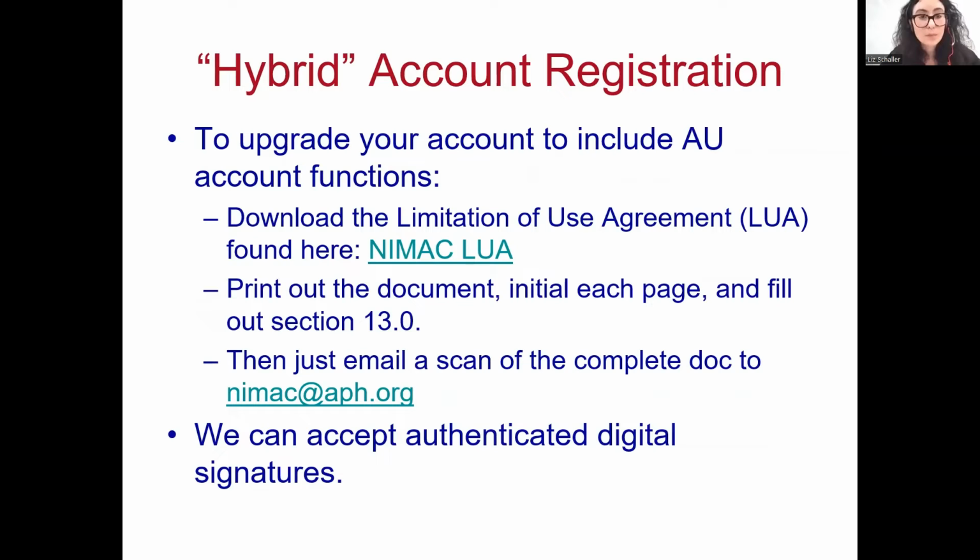In order to upgrade your account to include that authorized user account functionality, you just need to download the limitation of use agreement, and you can either print that document, initial, and fill out section 13.0, or you can fill it out digitally and sign it digitally with an authenticated signature. And then just email that document back to us, and we can get your account switched over.